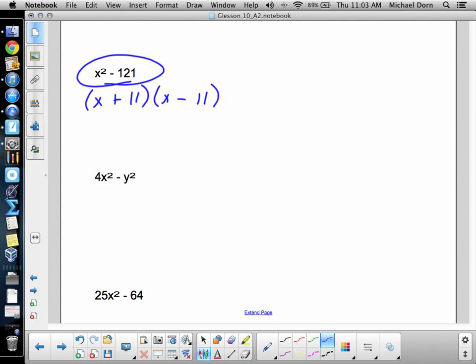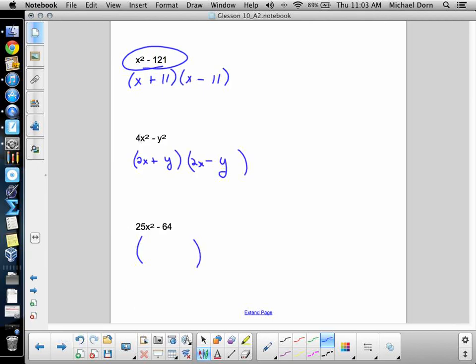A little more tricky, 4x squared minus y squared. This is a perfect square, this is a perfect square. So what square gives me 4x squared? 2x plus or minus, and then a y. How about 25x squared minus 64? 5x plus and minus 8. Okay, so we can factor some pretty nifty things using that pattern, as long as it fits that pattern.